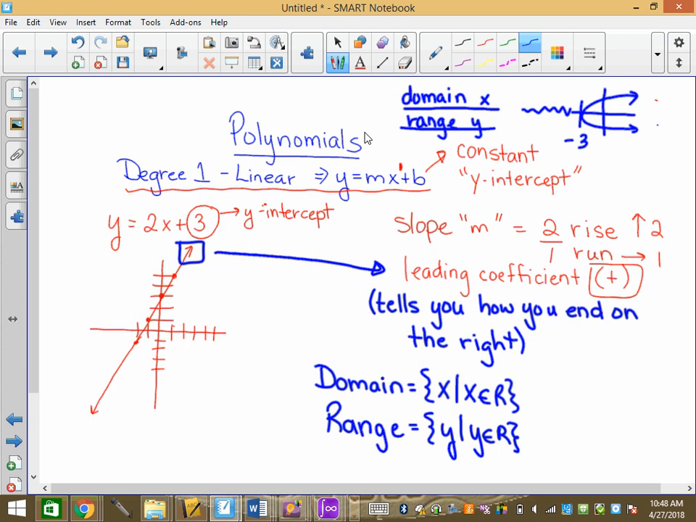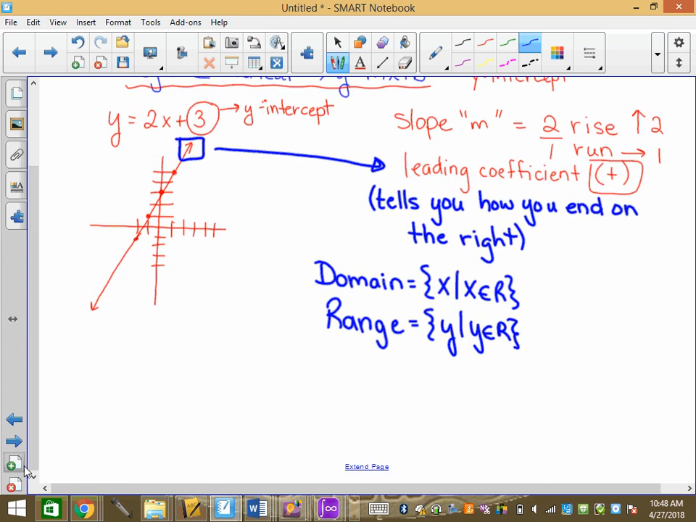That makes sense? So I'm going to give you an example to try. I want you guys to graph y equals negative 3x plus 4. I want you to graph it.